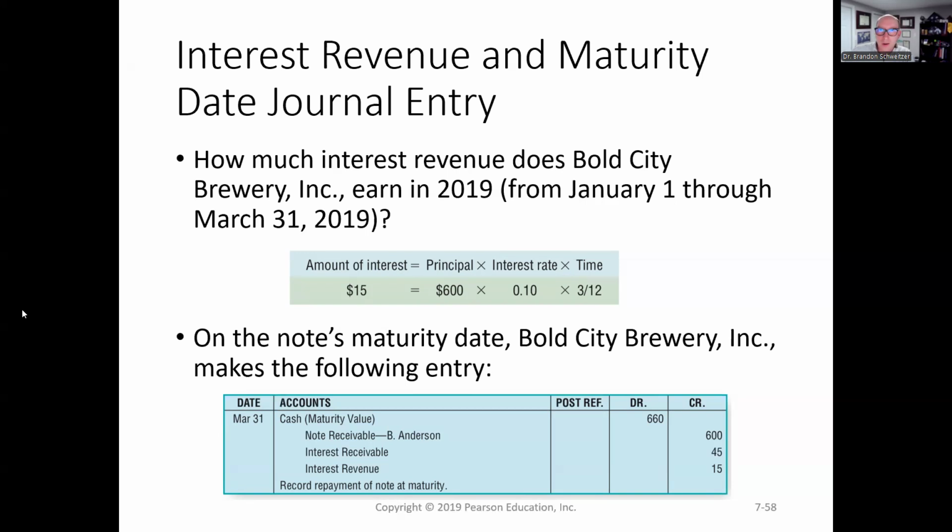So interest revenue, principal times interest times time. In this case, 15. This was for the following year. So for the total life of the note, the 90-day note, we debit cash 660. That's what we actually received. We credit the note receivable 600. We credit the interest receivable 45 from the prior period. And we credit interest revenue from this period of $15.